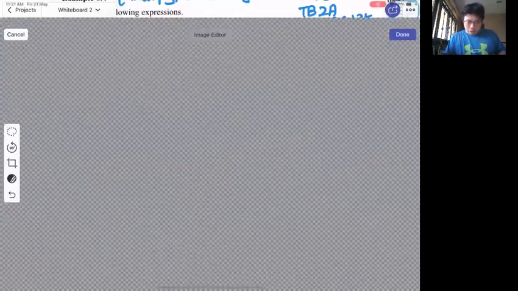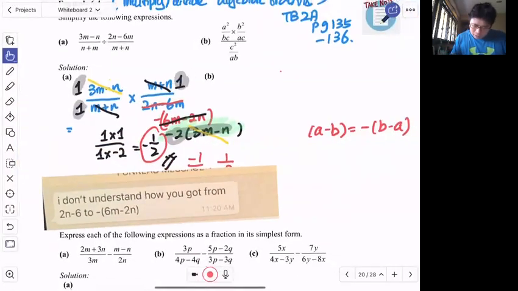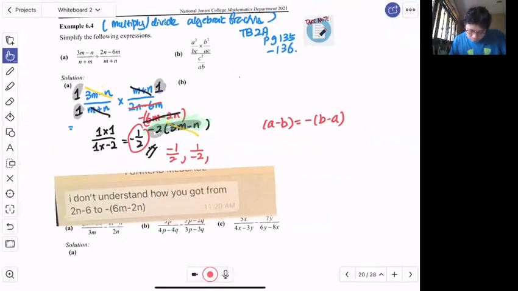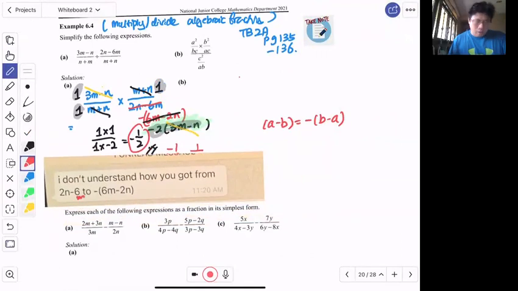One student has asked, I don't understand how you got from this to this. Let me just go through. How I got from 2n minus 6 to... 2n minus 6m. Okay?